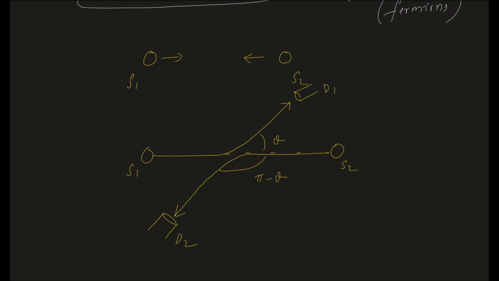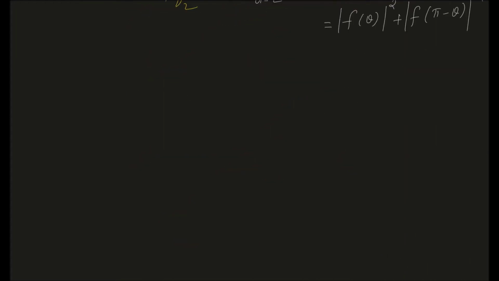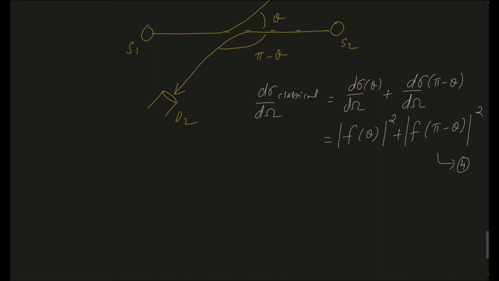Now in classical mechanics, the differential cross section for the scattering is given by d sigma by d omega, and let's say this is classical. It is d sigma by d omega of the particle which is scattered through the angle theta plus d sigma by d omega of the particle which is scattered through the angle pi minus theta. This is the classical expression for the differential scattering cross section. It gives us the scattering amplitude f of theta for the particle scattered through the angle theta plus the scattering amplitude f of pi minus theta for the particle scattered through the angle pi minus theta. So this is the classical case, and let's say this is our equation number 4.